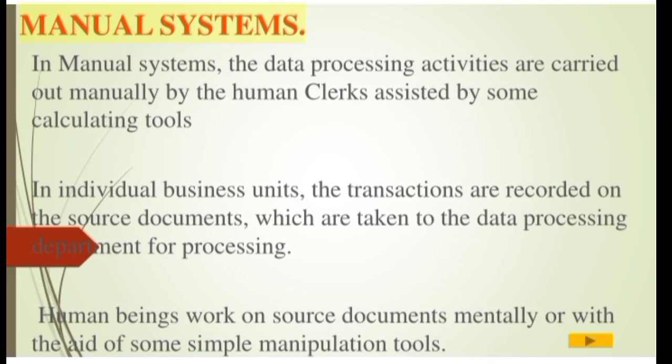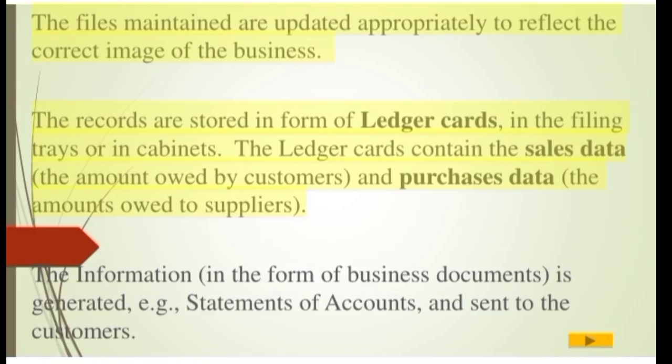Manual systems. In manual systems, the data processing activities are carried out manually by human clerks assisted by some calculating tools. In individual business units, the transactions are recorded on the source documents, which are taken to the data processing department for processing. Human beings work on source documents mentally or with the aid of some simple manipulation tools. The files maintained are updated appropriately to reflect the correct image of the business.